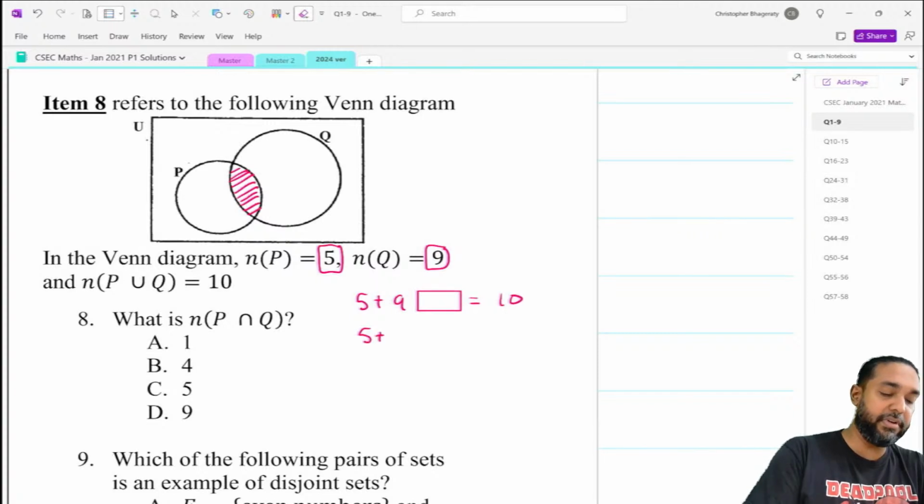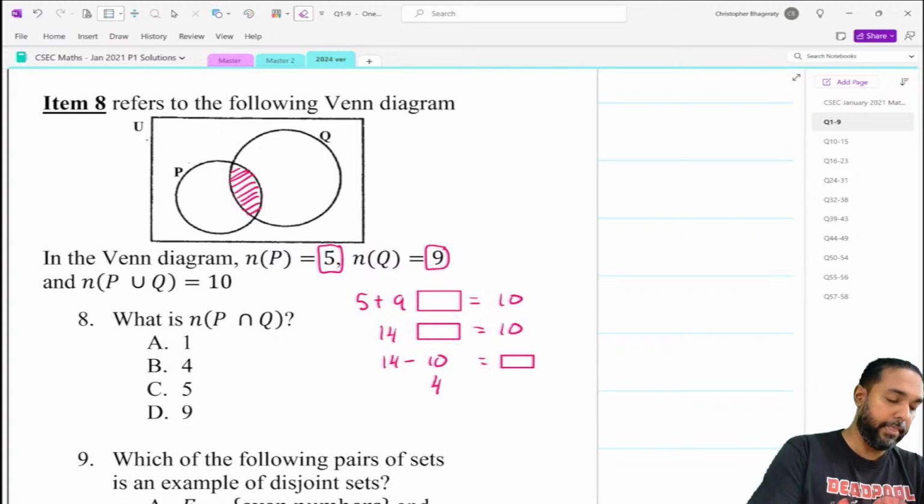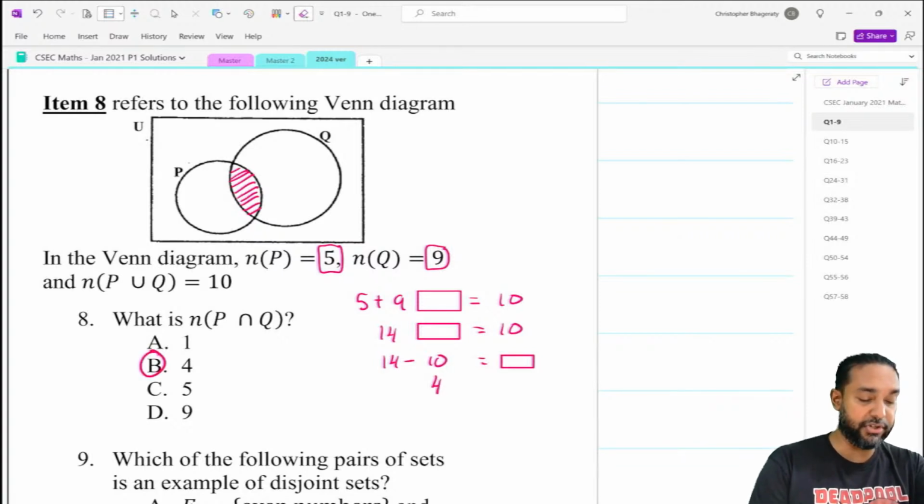So we know that 5 plus 9 is equal to 14. Right, so 14 minus something is 10. Of course, if you subtract 10 from 14, you can get whatever it is you're missing, and that would be 4. So the number of elements in the intersection is 4.